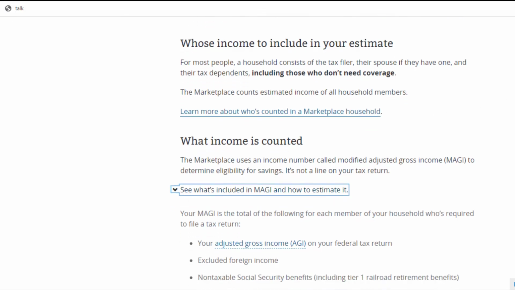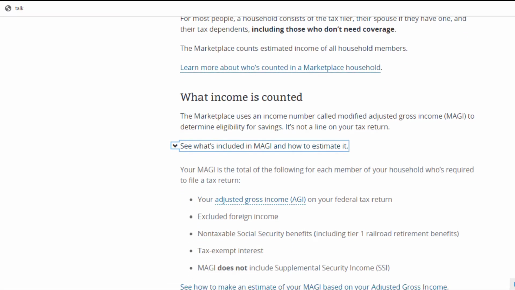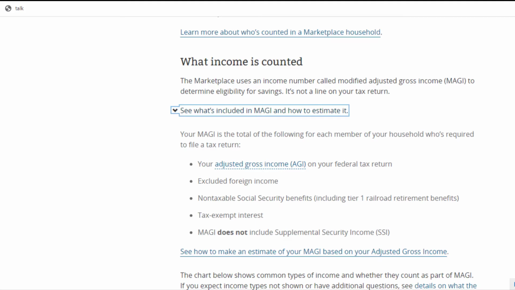Now, basically the way MAGI works, as opposed to AGI, is your AGI is going to be your gross income minus those deductions. Your MAGI may add some things back into your income. Honestly, for most people, your AGI and your MAGI are going to be pretty much the same, but there can be some slight differences, so it is important to know.